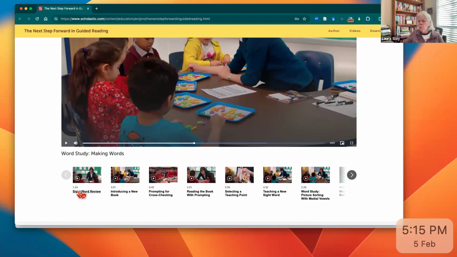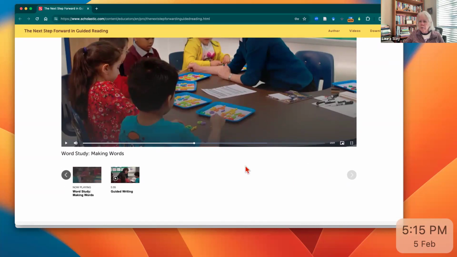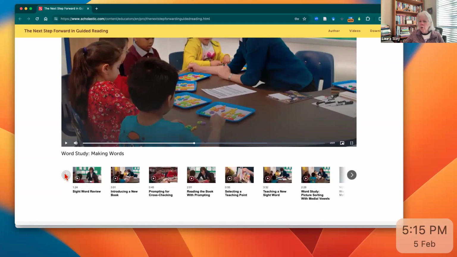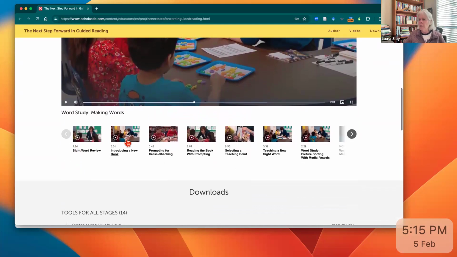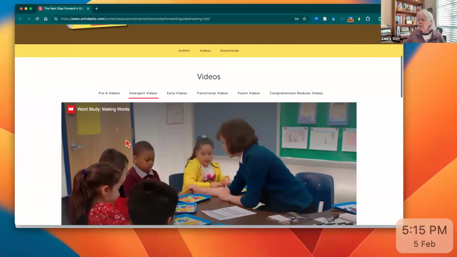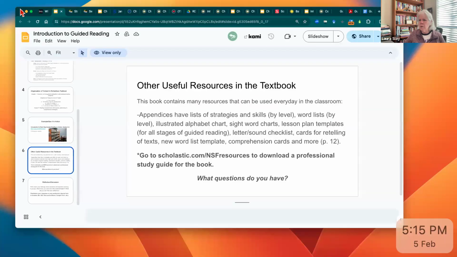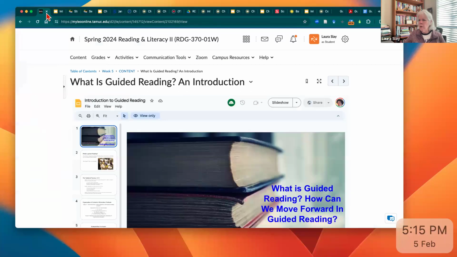Notice they're really short, 1.5, 3 minutes, 45 seconds, 2 minutes. So I think these are nice models of instruction. If nothing else, you may walk away with some ideas of things you can do in the classroom. So I encourage you to look at that. And then you can see them for the different stages as well. Let me think. Let's go back to, I'm going to close that out because we don't need that one anymore. So we're going to go, I think we've seen this. Let's go back to content.